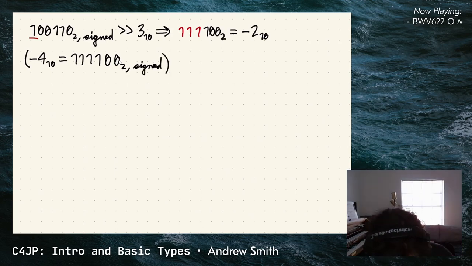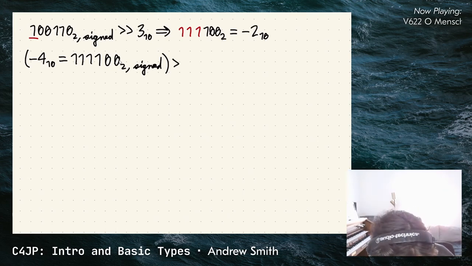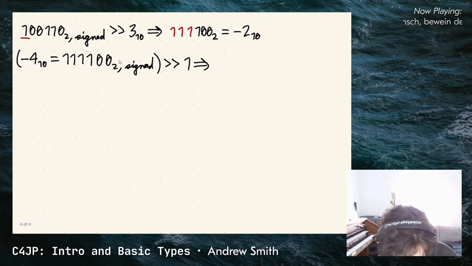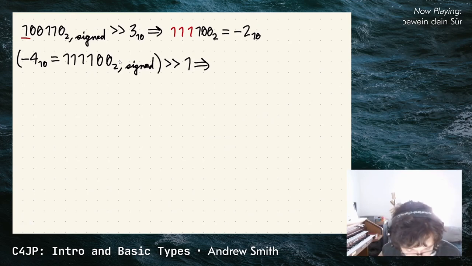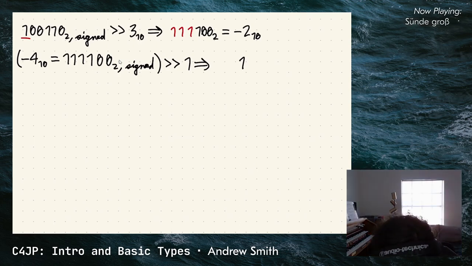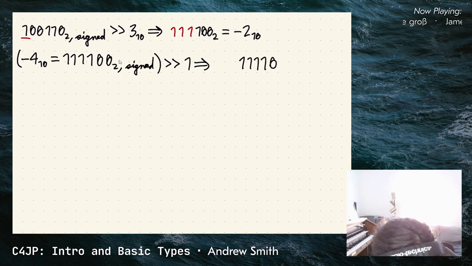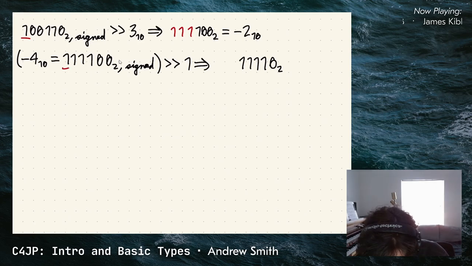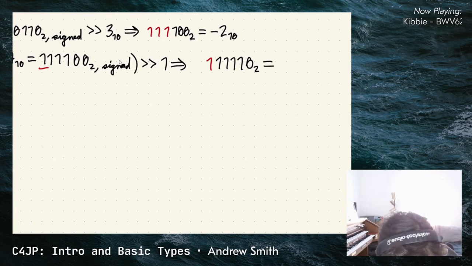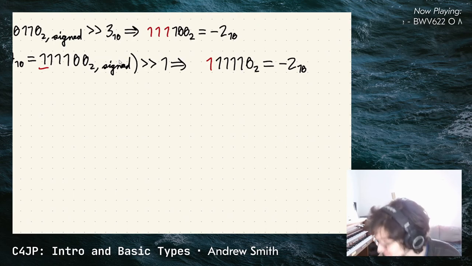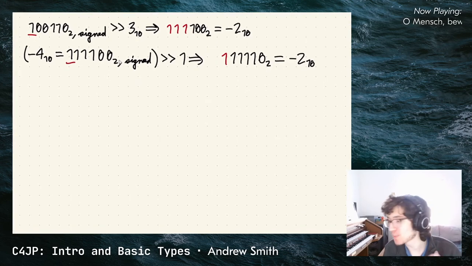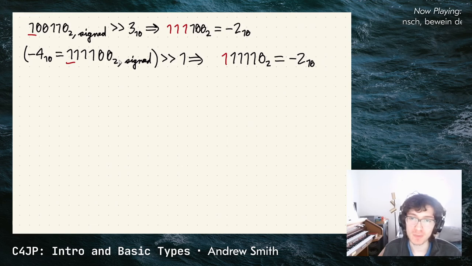And now I want to right shift it just 1 bit to the right. So shift 1. Now the value that I'm going to get from my shift is 1110, I'm sorry, 11110. And now we're going to shift in a 1. If we convert this to decimal, then we get -2. And this shows us a really fun property of our bitwise operators, which is that a right shift corresponds to division by 2, and a left shift corresponds to multiplication by 2.